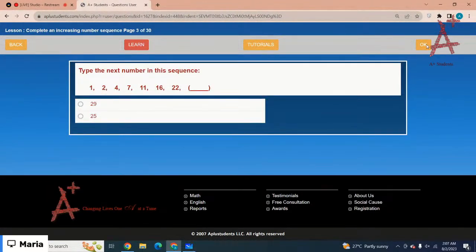Okay, so if you already know the answers, you can please write down the answer in the chat box, right? I can wait for your answers. Type the next number in the sequence. Which is the next one? 1, 2, 4, 7, 11, 16, 22. Which is the next one?